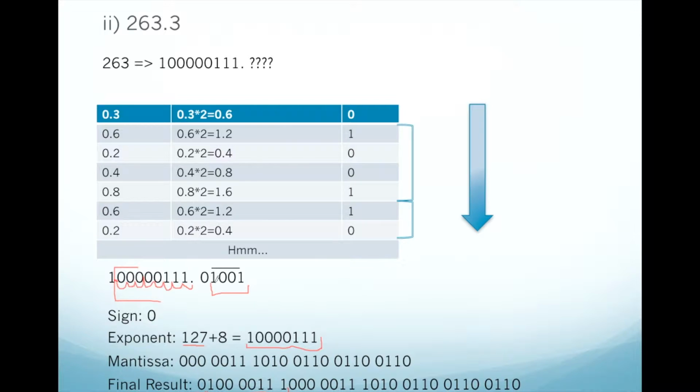So as you can see, it's 1, 0, 0, 1. It just keeps repeating. 1, 0, 0, 1, 1, 0, 0, 1. And that's how you do 2.2.